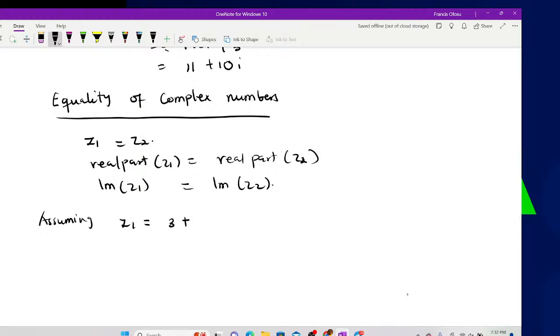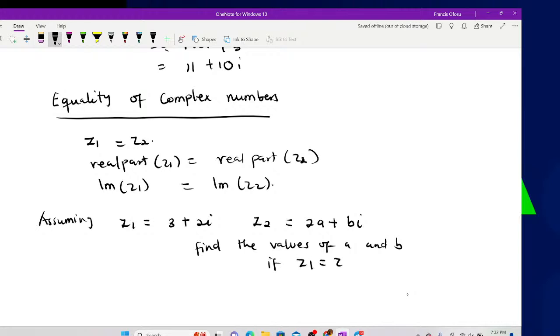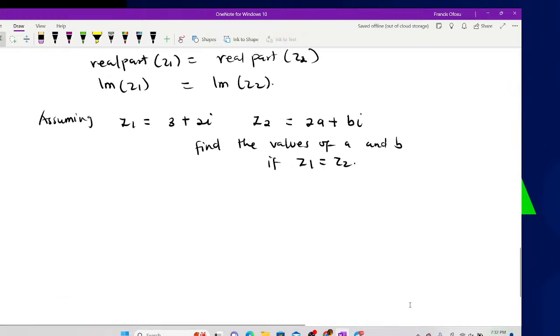Say z1 is equal to 3 plus 2i, and z2 is equal to 2a plus bi, right? Find the values of a and b if z1 is equal to z2. So we have this problem here. We have z1 equal to 3 plus 2i, z2 equal to 2a plus bi. We have to find the values of a and b provided z1 is equal to z2.